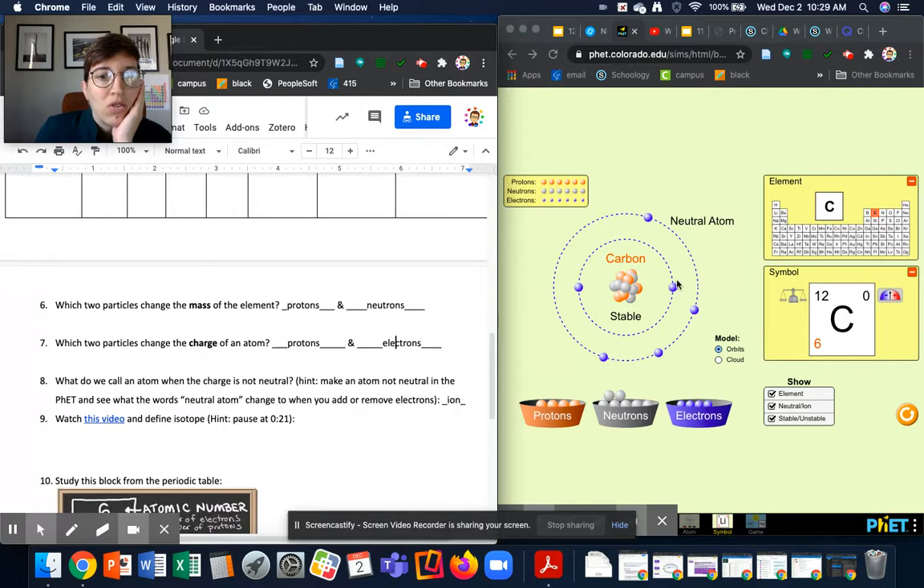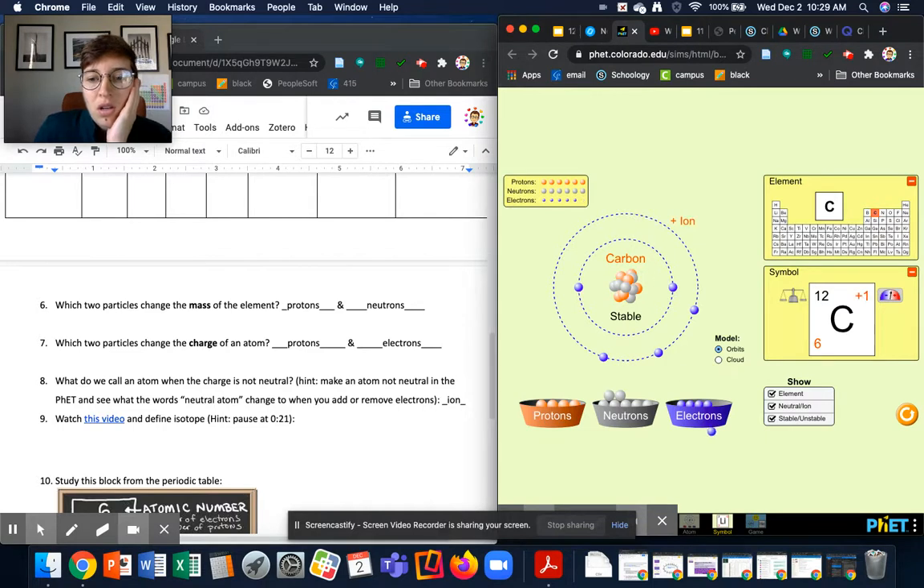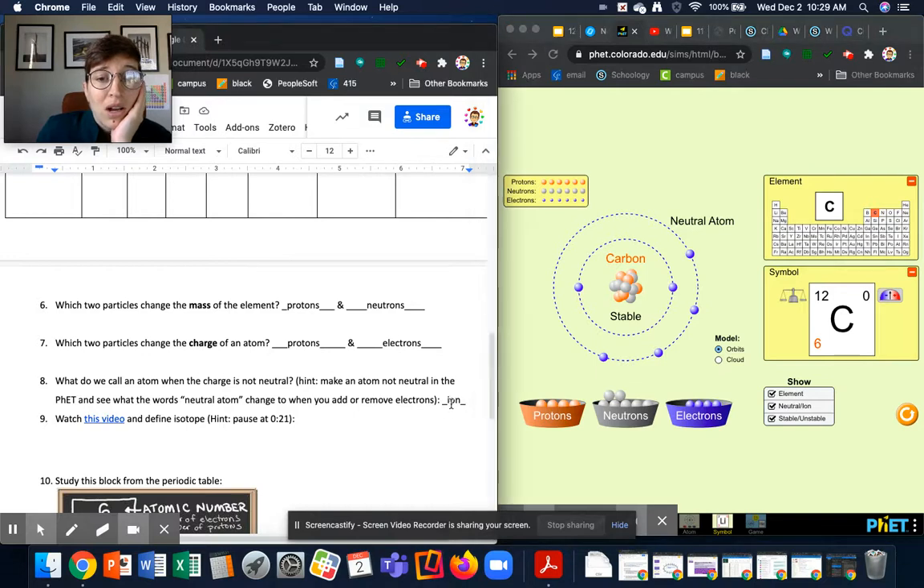Hint, make an atom not neutral in the PhET and see what words neutral atom change to when you add or remove an electron. So let's remove an electron and see what happens to this neutral atom title. Okay, change this word. It says plus ion, plus ion. We took away a negative charge, gave plus ion. What if we add a negative charge? It's a negative ion. Okay, so what atom changes to is this word, ion. You add or remove electrons.